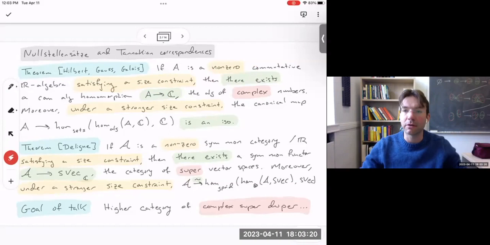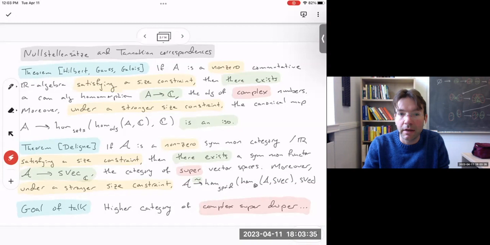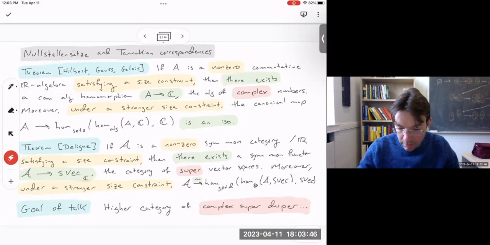then, in Hilbert's formulation, the size constraint is that it should be finitely generated. That's a size constraint on an algebra. Then you can definitely find a commutative algebra homomorphism to the complex numbers. You cannot necessarily find an algebra homomorphism back to the real numbers: the complex numbers do not go back to the real numbers, but any non-zero algebra goes to the complex numbers.